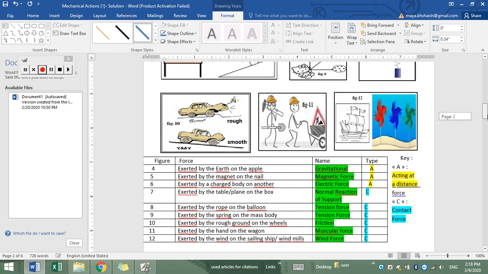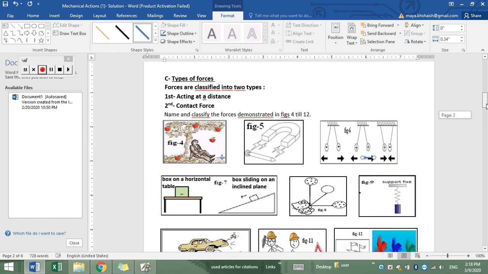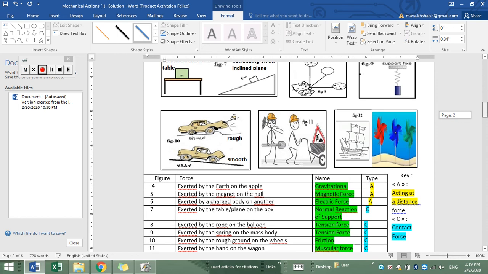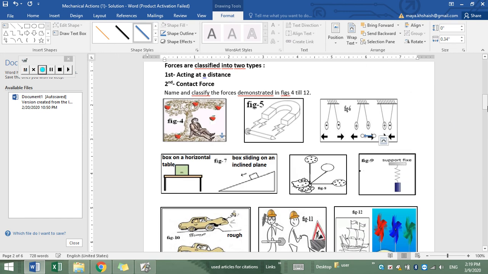Okay, so the force here is being defined in figure 4. The considered force is the force exerted by the earth on the apple. What is the name of this force? Why does the apple fall down to the ground? We all know that it's due to gravity. What is the source of the gravity? It is the core of the earth. So, the force exerted by the earth on the apple causing it to fall down is called the gravitational force. So what is the name? The name is the gravitational force. We don't say gravity, we say the gravitational force.